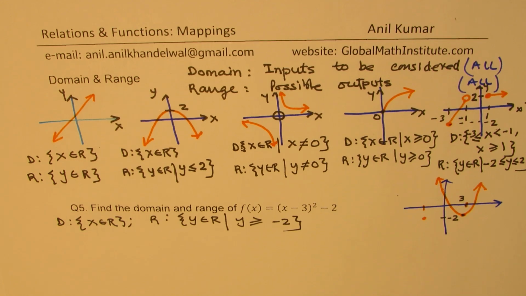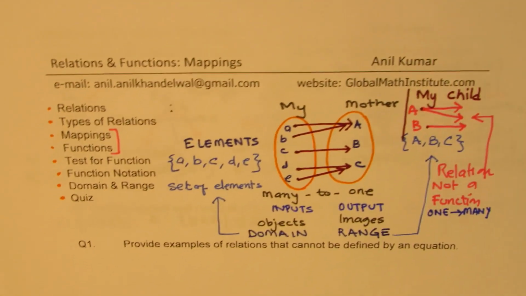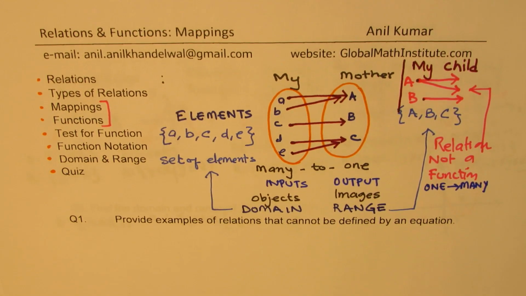Perfect. So I hope you have a good idea about what relations are, what types of relations there are, what mappings are, what functions are, how to test for a function, what function notation is, how to write domain and range, and we tested them out with some examples. So that was an introduction. Now we'll take many examples to master what we have learned. This is a very important topic, essential for students taking higher level mathematics. I hope you find it interesting and useful.